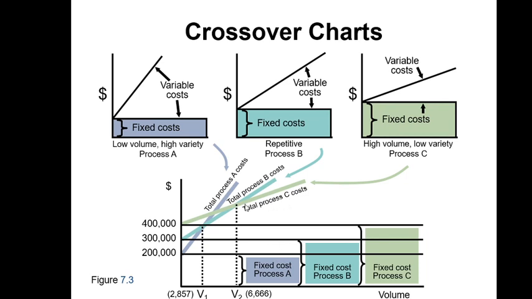And here, as you can see, we also intersect line B with line C in order to find the number of units, which is V2, in order to decide on the best process that we can use.